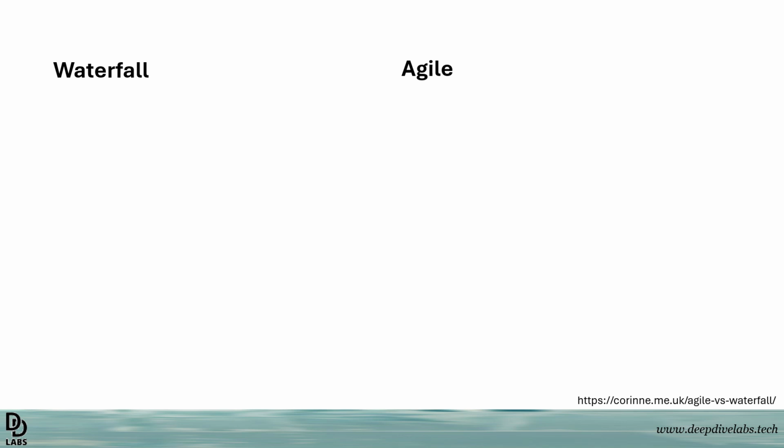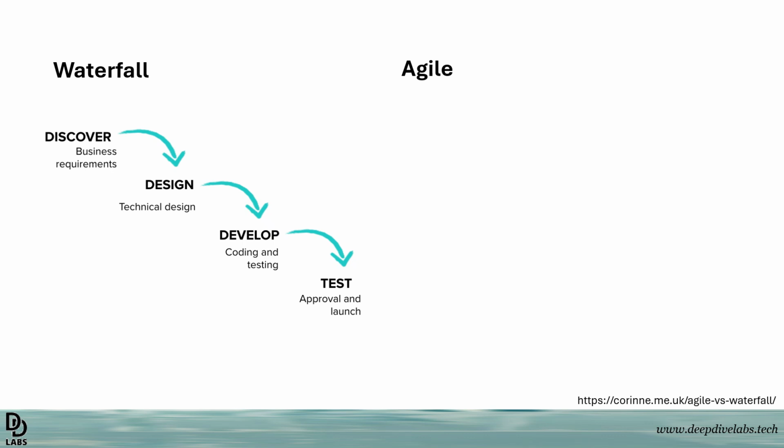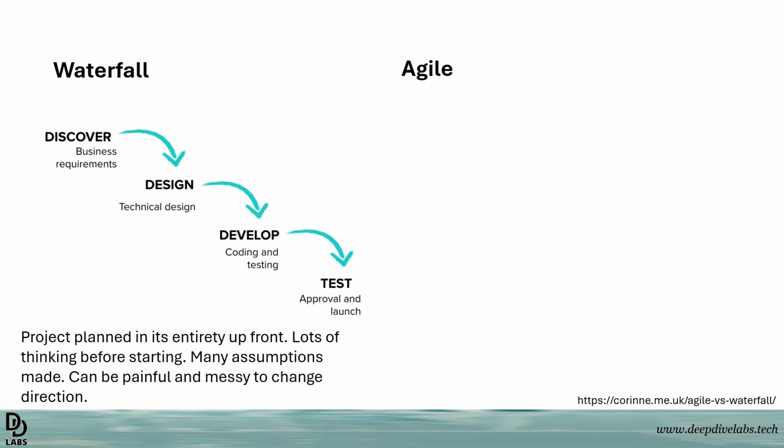So in this slide, we'll compare visually the waterfall way of project management or software development and the agile way of project management and development. So a typical waterfall model starts by discovering what is the problem, which is the business requirements, designing it, right, doing the technical specifications, developing it and testing it. Right, so this is aimed towards a big launch. So project planned in its entirety, so the whole project is planned upfront, so a lot of thinking happens before starting. Right, so a lot of assumptions are made at the starting point.